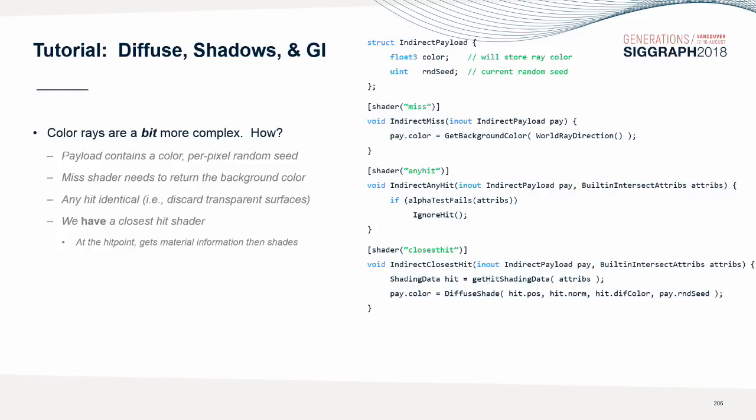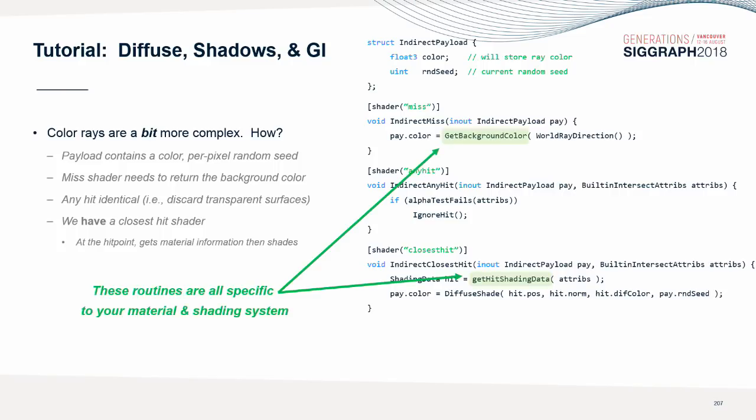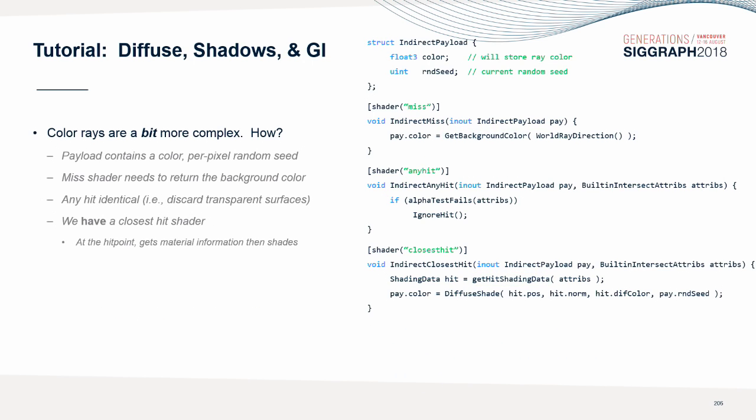What's going on here, again, both of these are shading specific. The first line of the closest hit shader is querying my scene representation to return the shading data structure. And then the second function is actually shading it with the diffuse shade function, which I'm going to talk about in a moment.